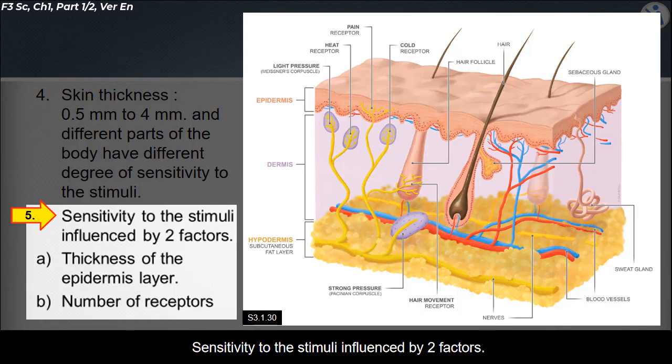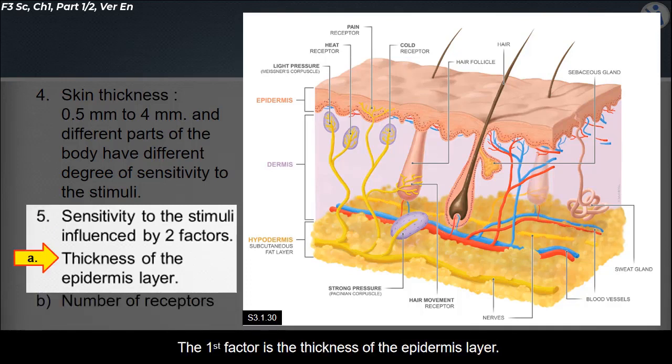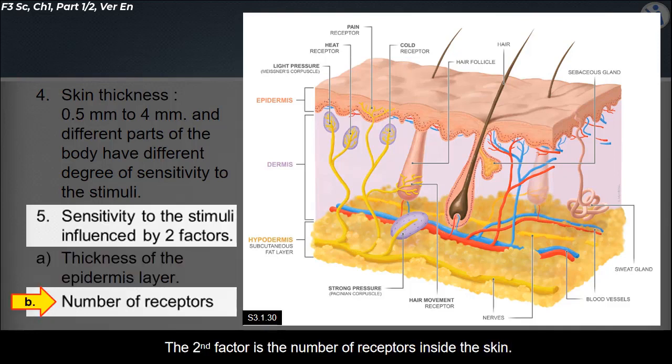Sensitivity to stimuli is influenced by 2 factors. The first factor is the thickness of the epidermis layer. The second factor is the number of receptors inside the skin.